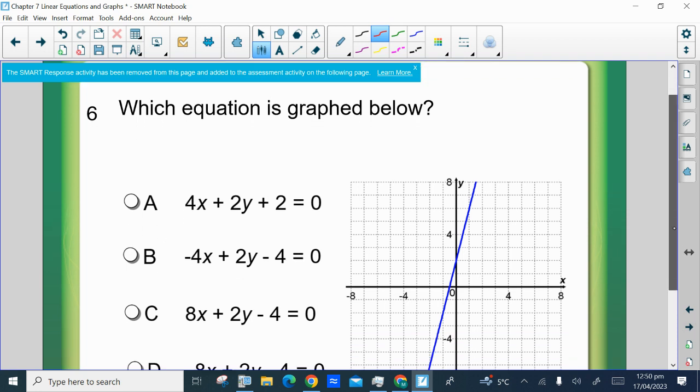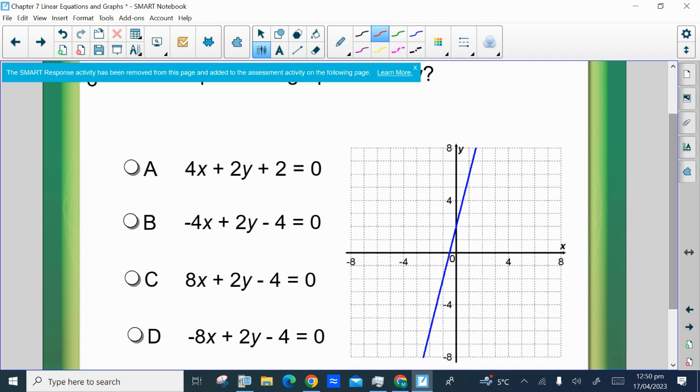Okay, which equation is graphed below? Looking at this graph, you can see that the y-intercept is positive 2, and you can also count the slope. So again, the y-intercept is positive 2, which, remember, if we use slope-intercept form, is our b value, positive 2.